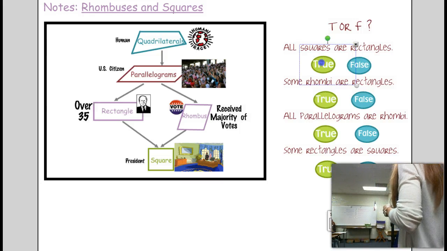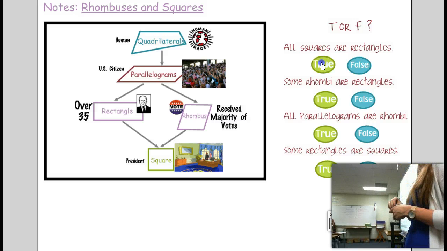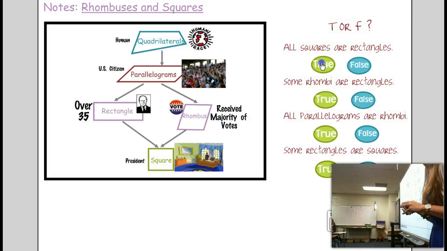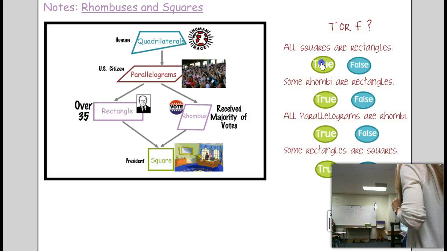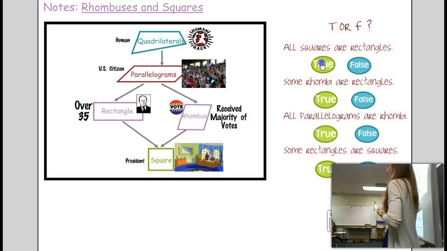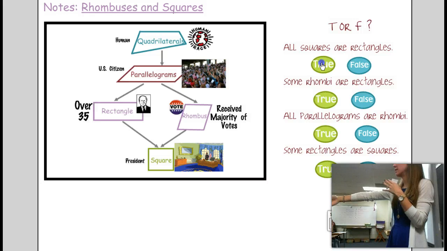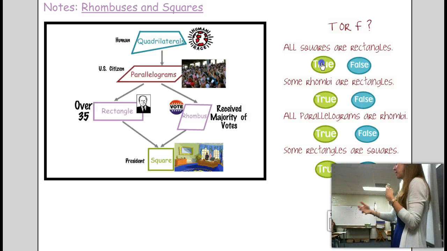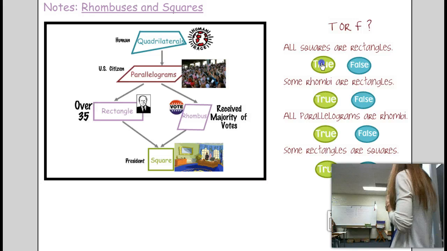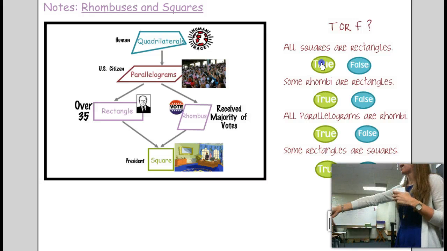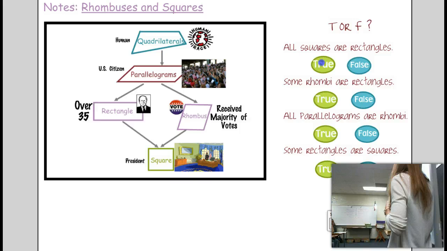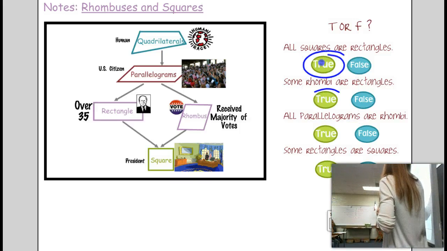Okay. Some rhombi are rectangles. This one's hard. Some rhombi are rectangles. Now, what if a rhombus is a square? Is he a rectangle then? Yeah. So only the rhombuses that are squares, they are rectangles. I know that's really confusing. If a rhombus is a square, then he's also a rectangle. So that's another true.